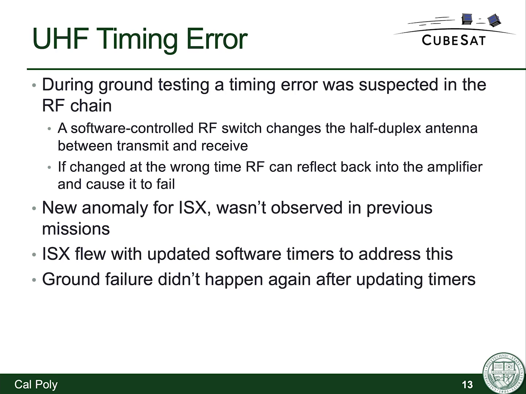Now, the last item I wanted to highlight during this talk was a timing error in our UHF radio. We use a half duplex UHF radio, and part of that circuit switches between the transmit and the receive chain. So there's a software timer that says when to switch to transmit mode, when to switch to receive mode. If for some reason that timer's off, you can get RF energy that reflects back into the amplifier on the radio that can end up blowing out the amplifier.